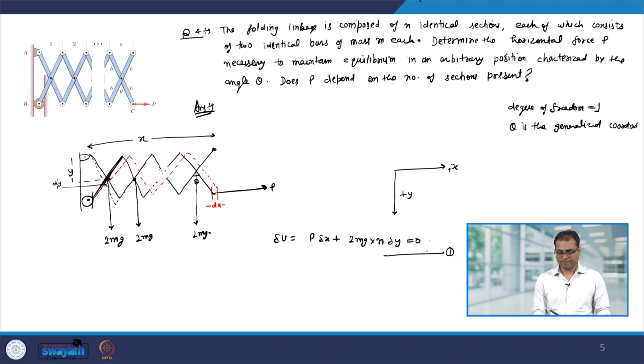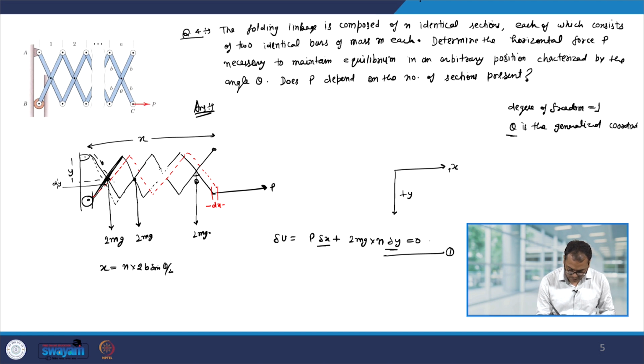This is the virtual work equation. Now, again we have to write down this delta x and delta y in terms of theta, okay, because theta is the generalized coordinate. So, let us first see what is x. X is n, because there are n bars, into 2b sin theta by 2, because this length is given as b.